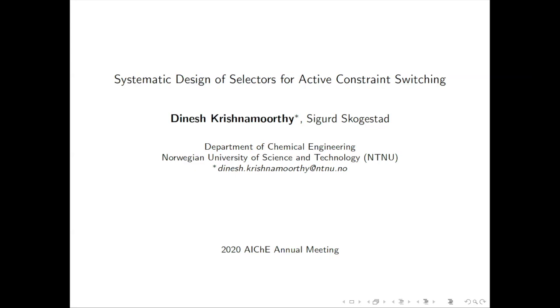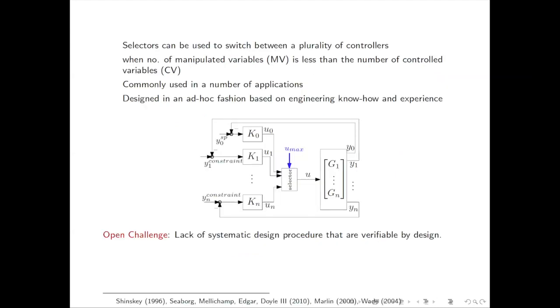My name is Dinesh and today I'm going to be talking about systematic design of selectors for active constraint switching. Selector logic blocks, also commonly known as overrides, have been in use in the process industries for several decades to switch between a plurality of controllers, especially when the number of manipulated variables is less than the number of control variables. And selector logic blocks are available as a part of any standard digital control system software package that is used in the process industries.